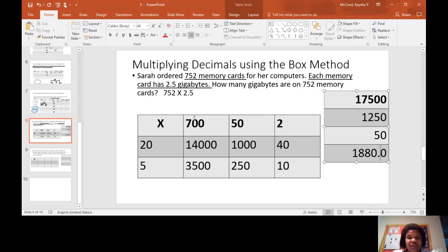And I found my final answer. So 752 times 2.5 is equal to 1,880.